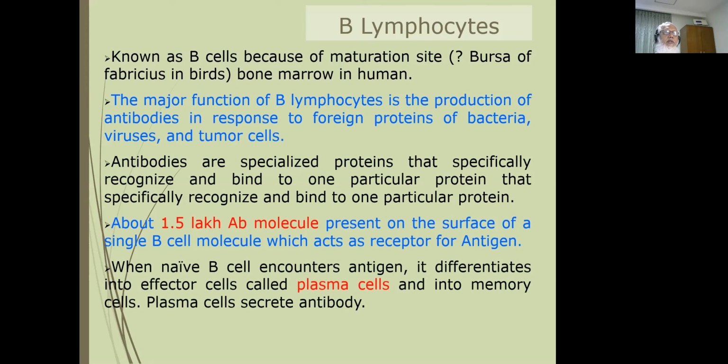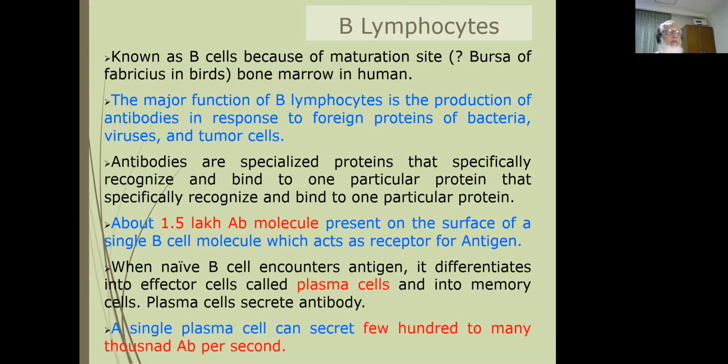These plasma cells secrete antibody. How much antibody? A single plasma cell can secrete few hundred to many thousand antibodies per second. প্রতি সেকেন্ডে কয়েকশো থেকে কয়েক হাজার antibody.